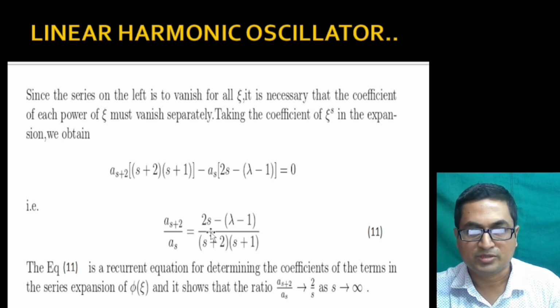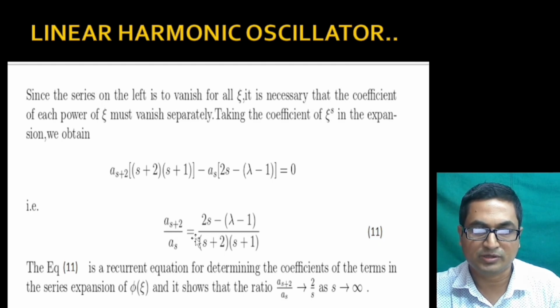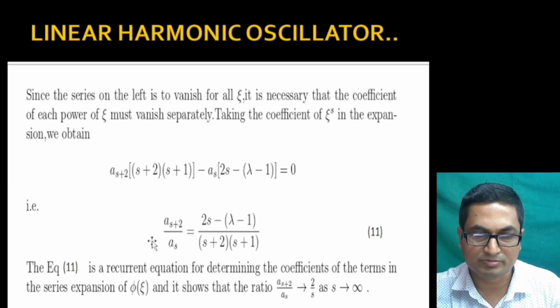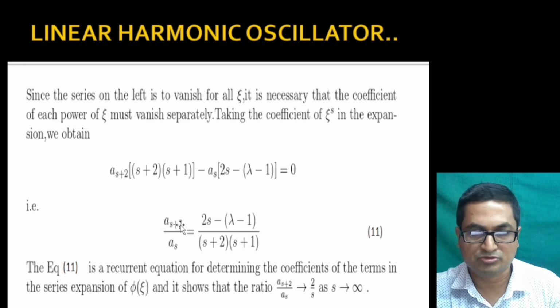Simplifying all these things, we get equation 11, where these terms represent the ratio of the coefficients in the series solution as given by equation 9. This is a very famous recurrence relation, as we encountered in our mathematical physics course, and it helps us find the different coefficients once we find one coefficient, say a_s.